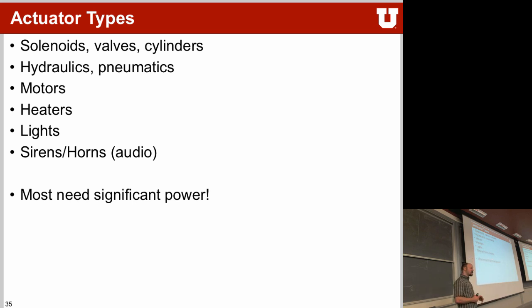The most significant thing about actuators is that they draw a lot of power most of the time. So in order to drive, for example, a motor, you can't just hook it up to the analog output pins of your microcontroller, because you will just overload your microcontroller. You often have to have some additional circuitry in order to drive these things.